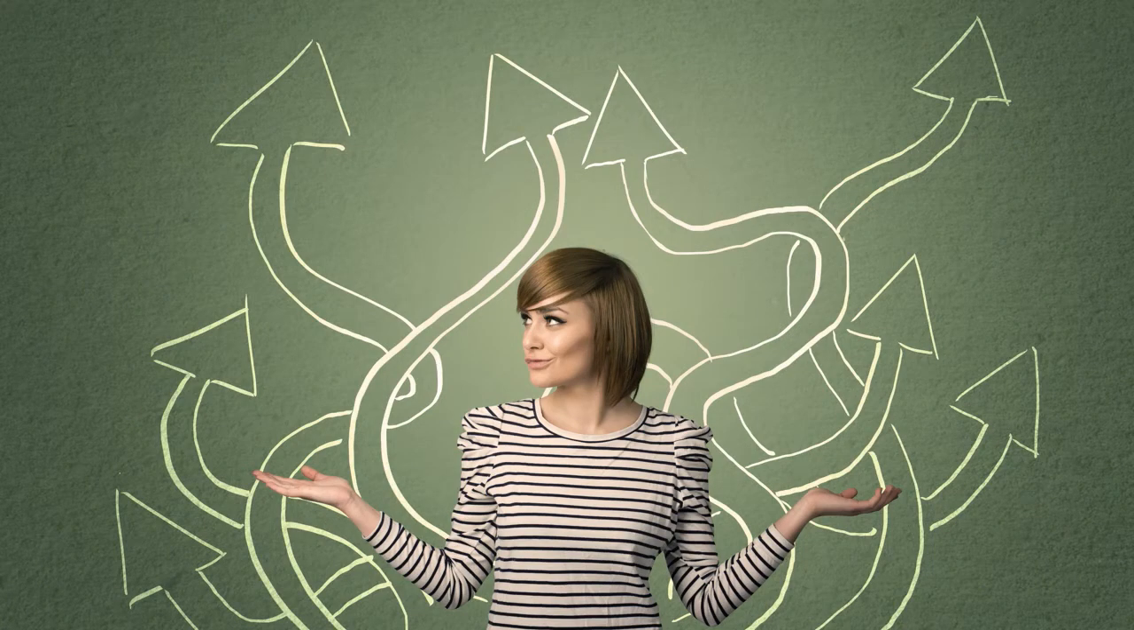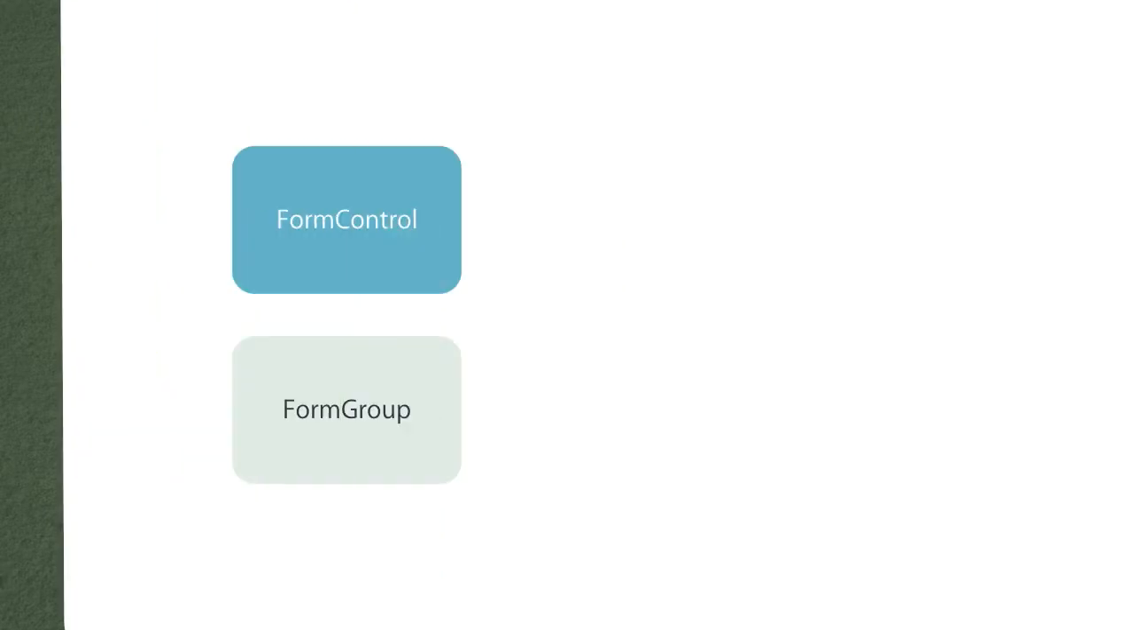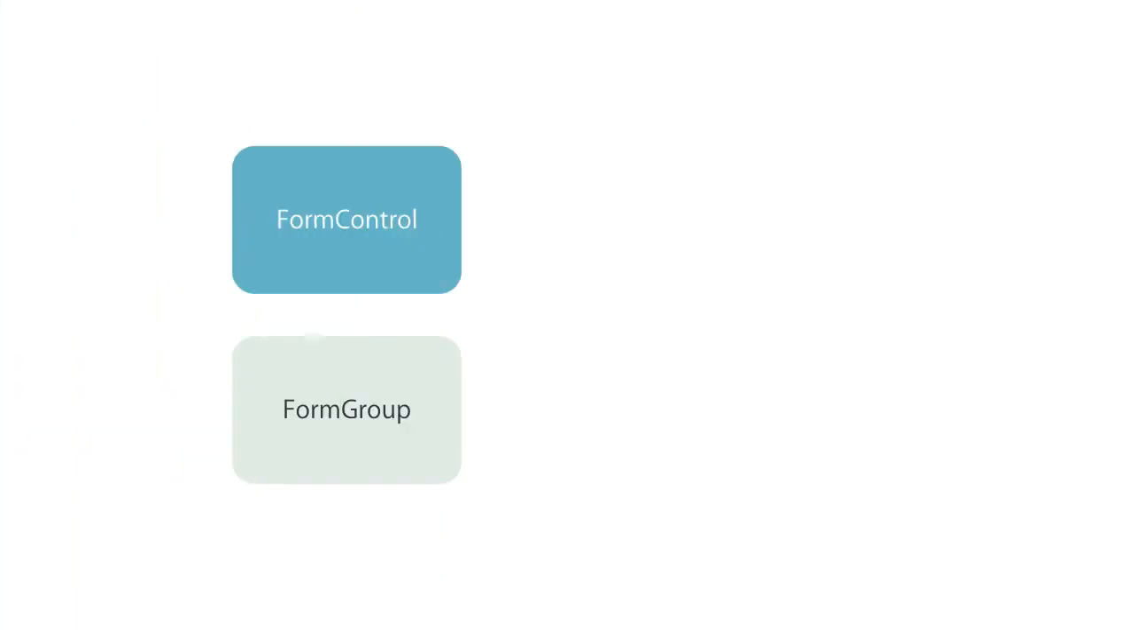Now, if you're confused about all these classes and directives, let me make it super simple for you. In Angular, we have two classes to keep track of the state of input fields and their validity. One is form control, which represents only one input field, and the other is form group, which represents a group of input fields. Now, when we apply the ng model directive on an input field, Angular automatically creates a form control object and associates that with that input field. So this is form control and ng model.